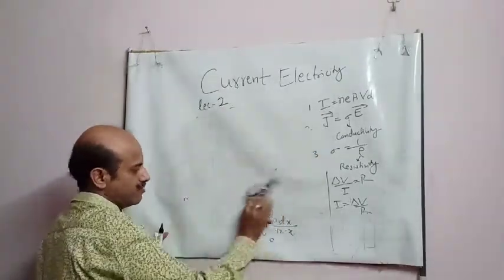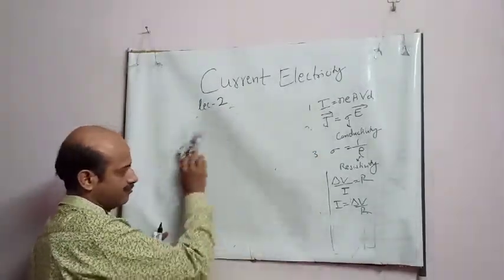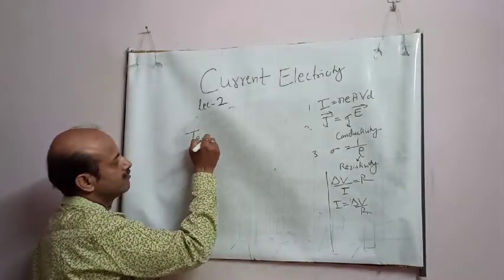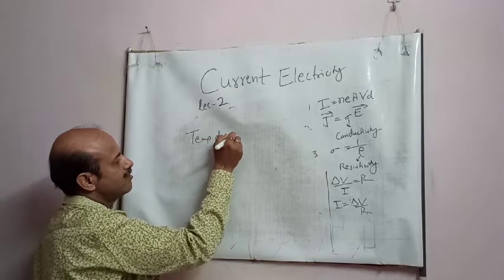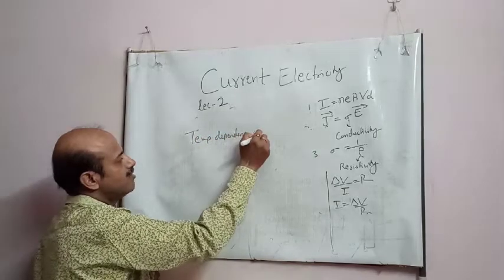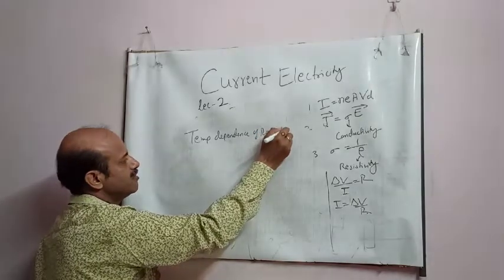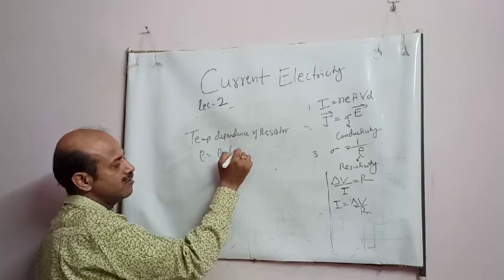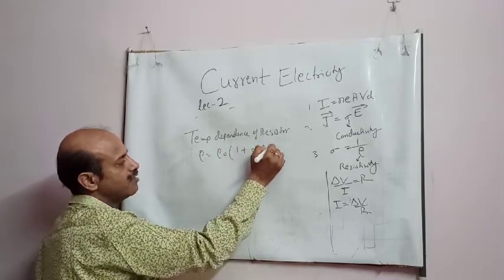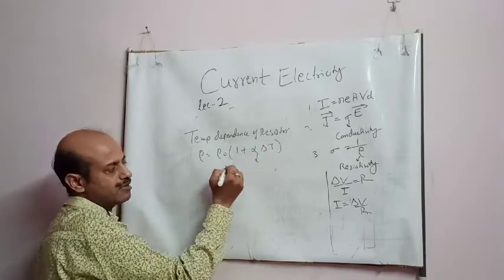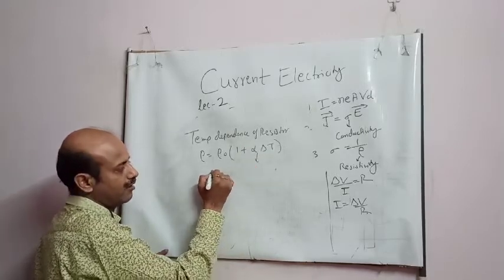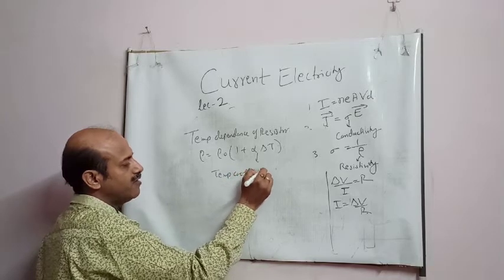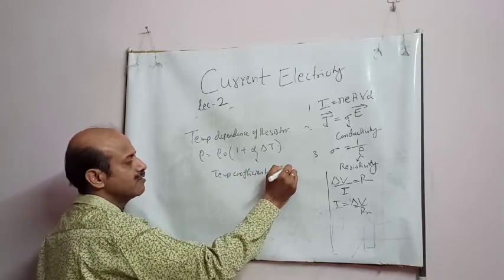Now student, just another point. Temperature dependence of resistor. Okay, student. We have a relation, student. Resistivity is equal to rho 0 into (1 plus alpha delta T). This alpha is, student, known as temperature coefficient of resistance.